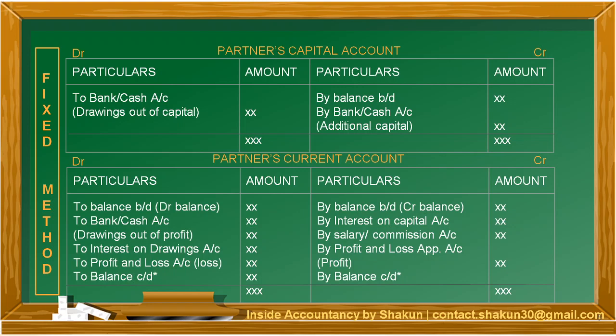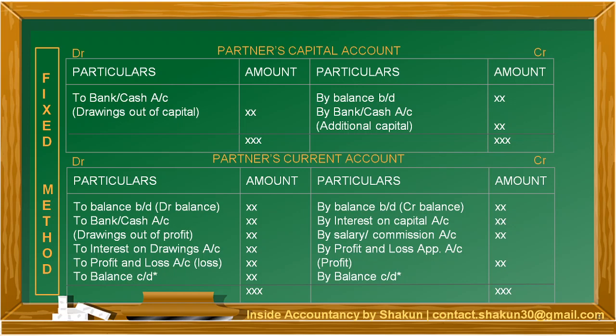First, the additional capital introduced, which is shown on the credit side. And second, the drawings out of capital, meaning when the capital is withdrawn, which is shown on the debit side. So the partner's capital account remains the same year after year, and it changes only in case of these two circumstances.